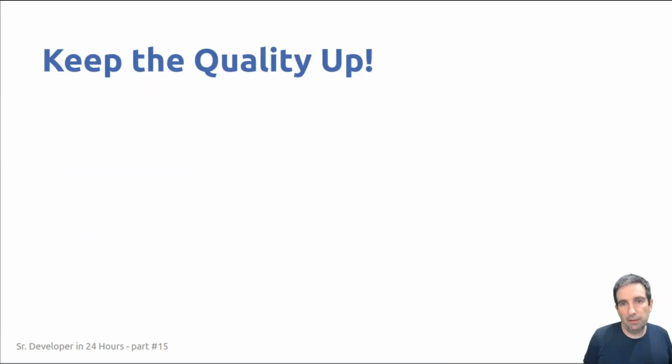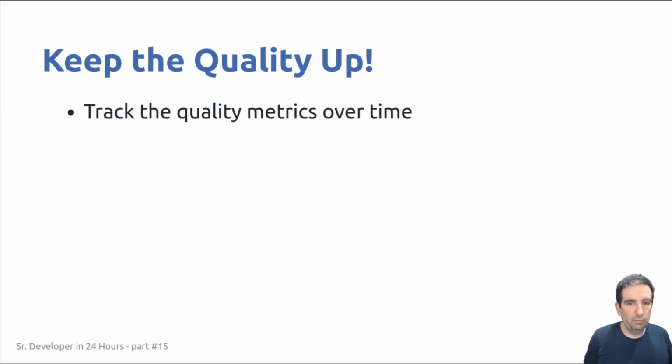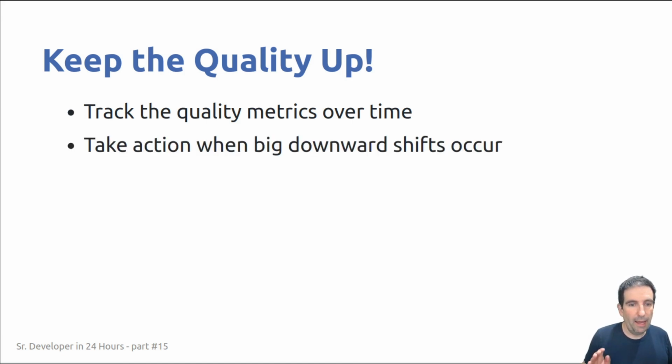Because at the end of the day, what we're trying to keep is the quality up. That is our main purpose. With this, what we're trying to do is we're trying to track the quality metrics over time. And when we have a big regression, when we have a big downward shift, we want to be able to notice that and be able to take action.